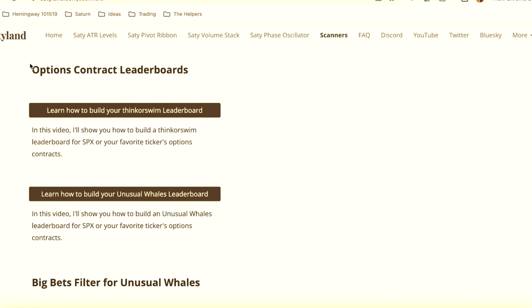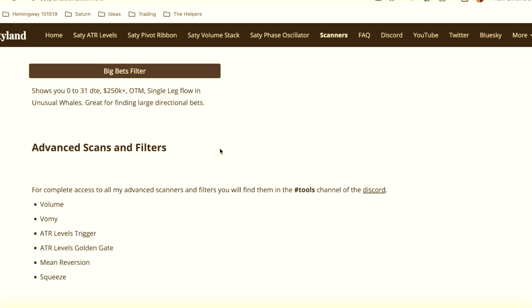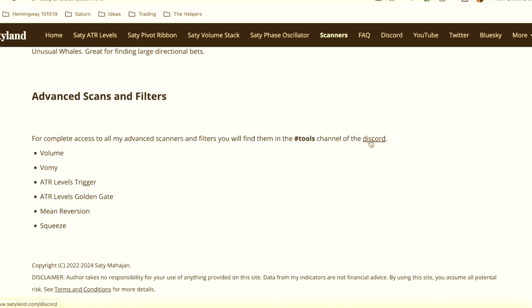One of those, before we get too far, I don't think you can see this, but this is Sadiland. So if you just go to sadiland.com, you'll end up on the homepage, but you can go to /scanners, and you can then look at pre-built scanners that you can load into different software. He even has one for unusual whales, and then directs you to his Discord for other ones as well.